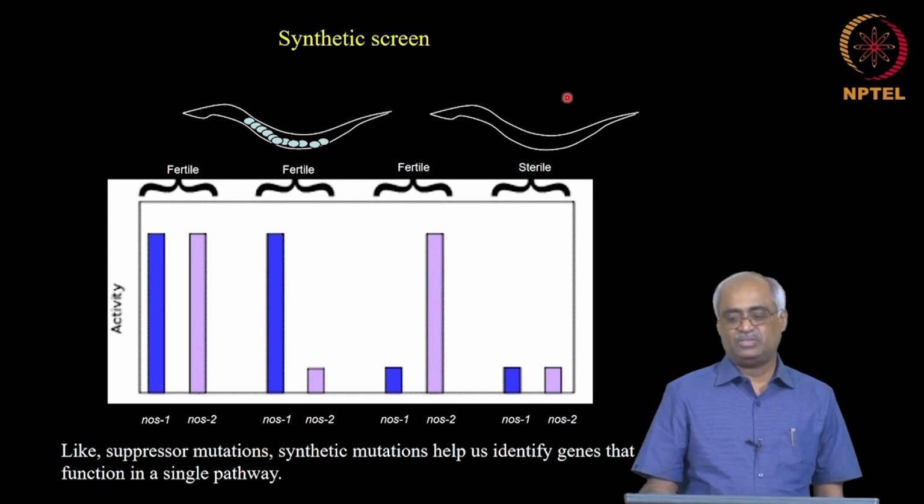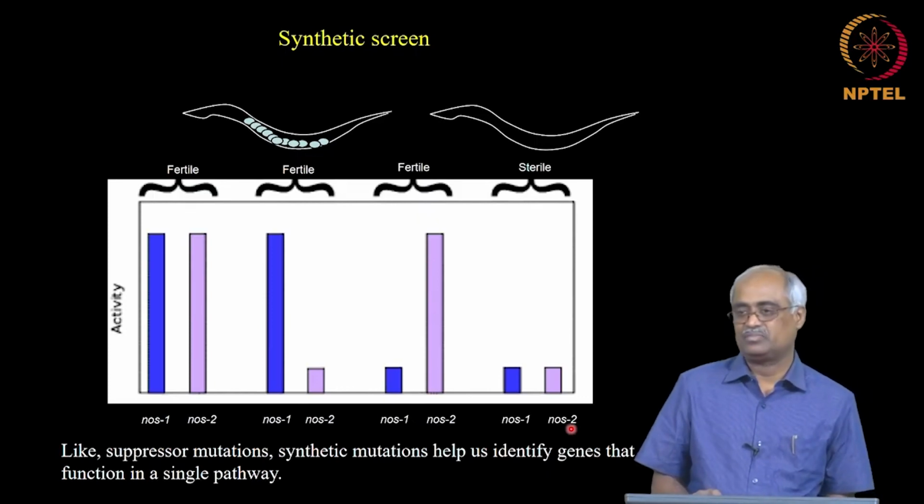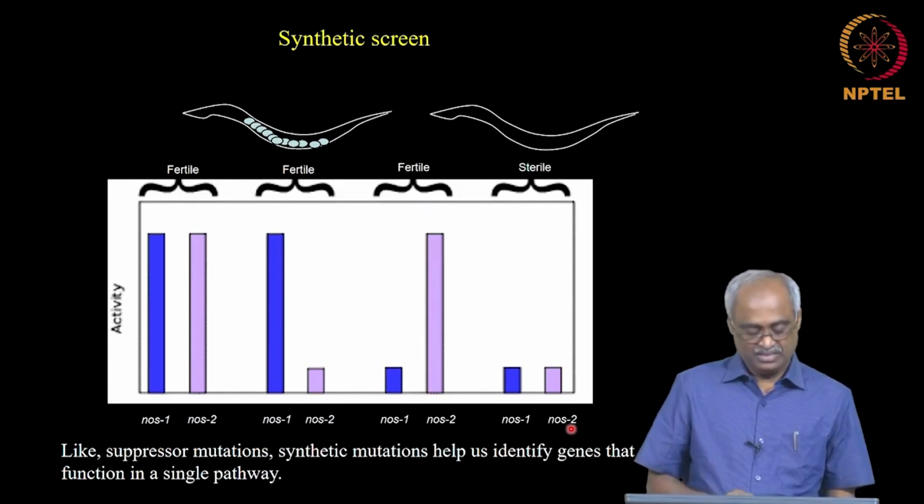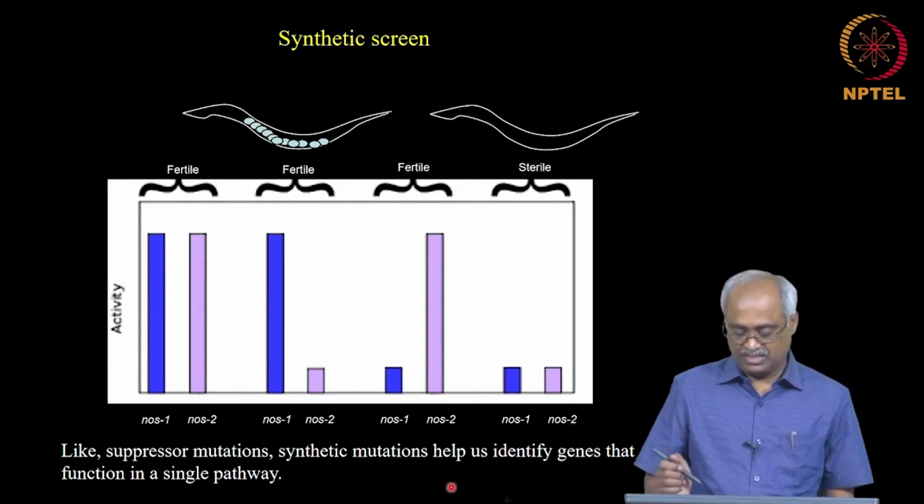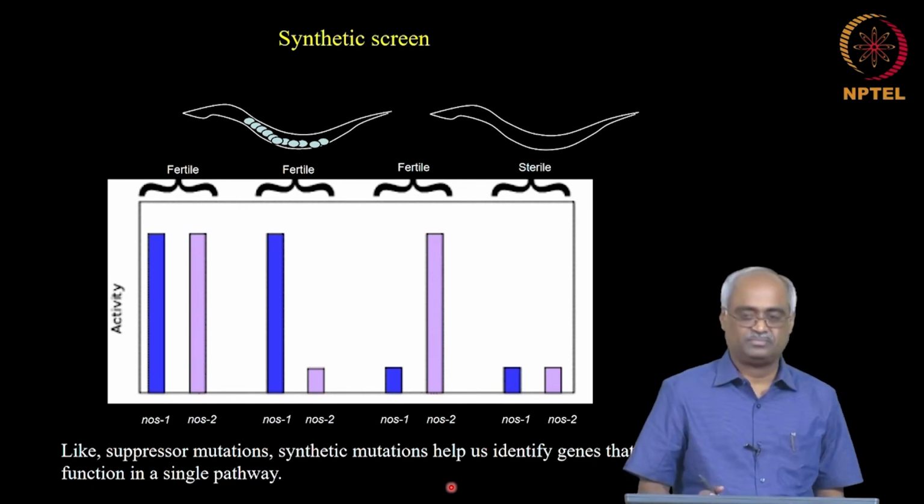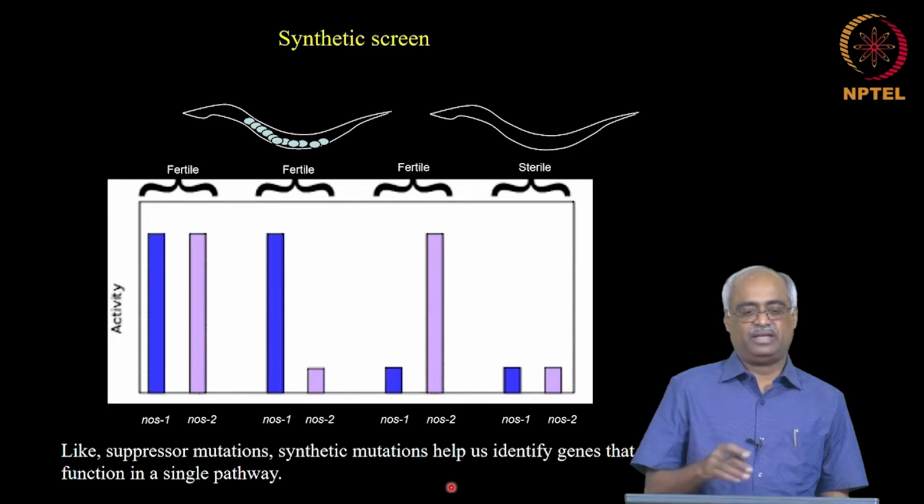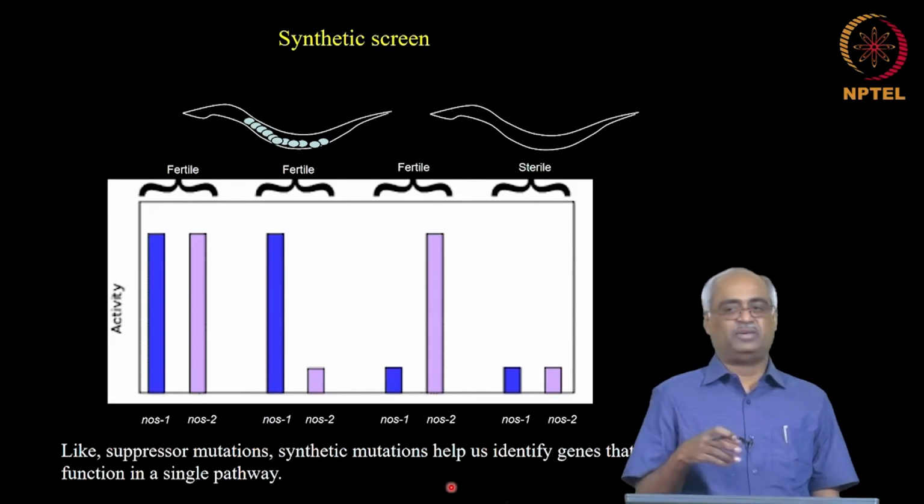Okay. So, in this situation what you are going to say is these two seem to function redundantly. So, like suppressor mutation, synthetic mutation help us identify genes that function in a single pathway. So, here usually redundancy is what you are discovering in this kind of an example. Alright. So, we stop here, and in the next class we will go on to find the hierarchy or the sequence in which a given set of genes function.